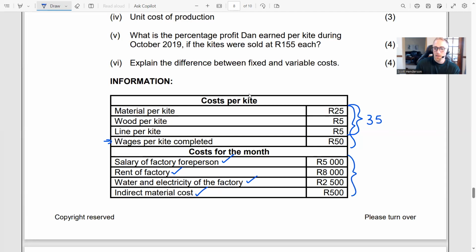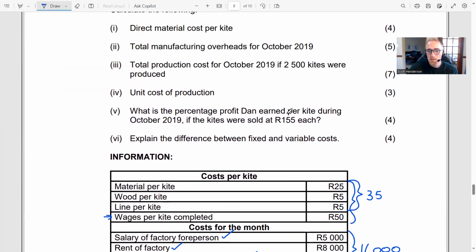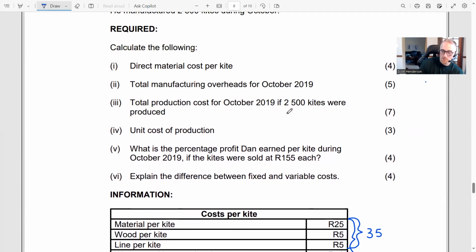And together, 8 plus 2 is 10, 15, 16,000. That's how much it is. Let me check that again. 8,000, 10,500, 15,500, 16,000. Yes. 16,000 Rand is our total manufacturing overheads. So this answer is 16,000. And this one here was 35. I should have put an R in front of 16,000 because it's 16,000 Rand.